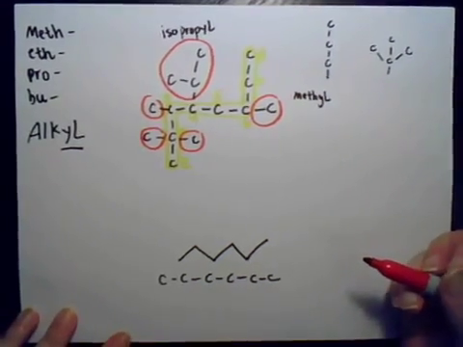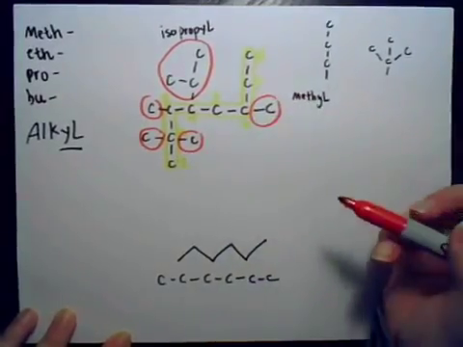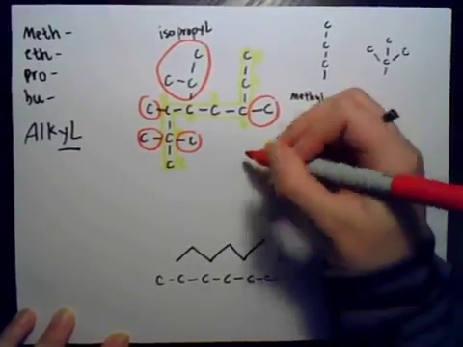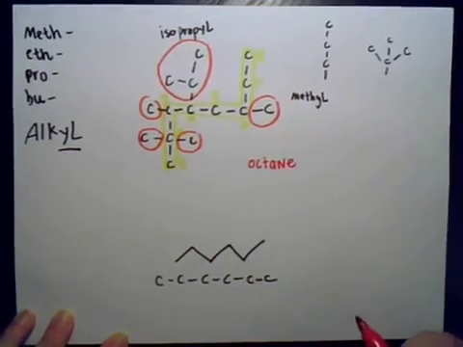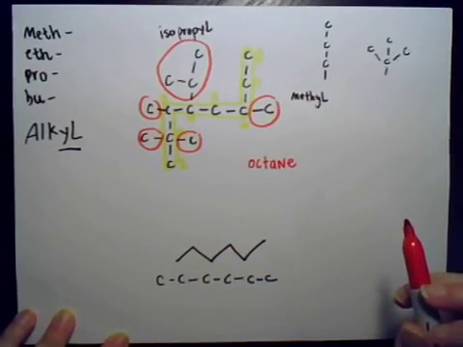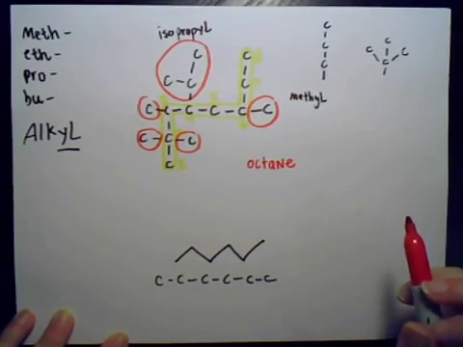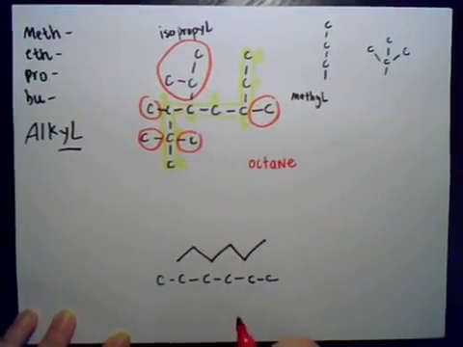Alright, so the way we do this is we first get the last name of the molecule, which has 8 carbons, so it's going to be octane. Okay, so now what we do is we count how many methyl groups there are, and we see that there's 1, 2, 3, 4 methyl groups.